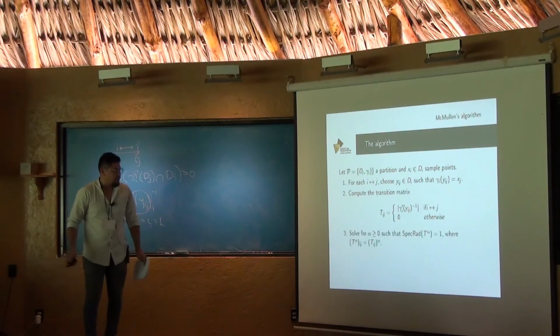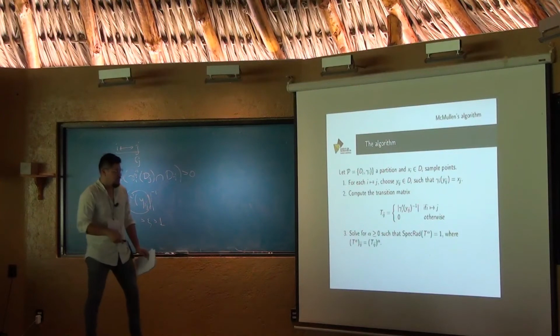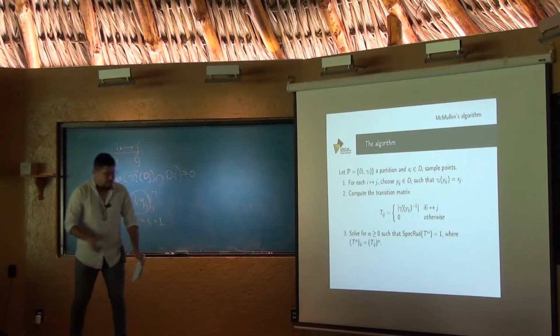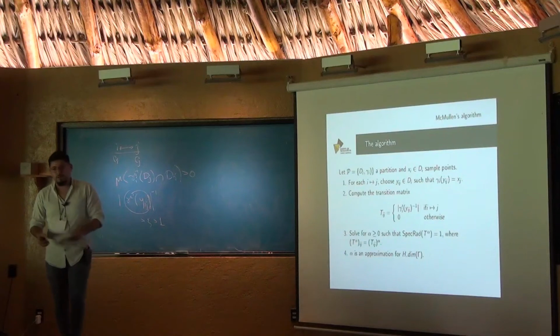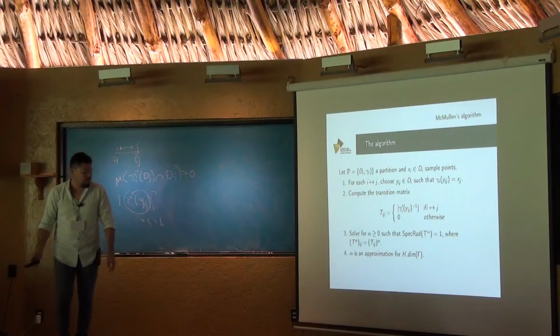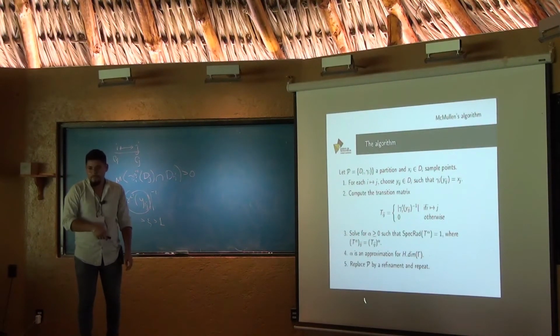So what is the next step? You have to solve for a special number epsilon greater than 0 the spectral radius of the matrix T alpha. And what is the matrix T alpha? It is just power every entry to the alpha. Then this alpha is an approximation of the Hausdorff dimension, and you can do a refinement of the partition where you start and repeat all the process.